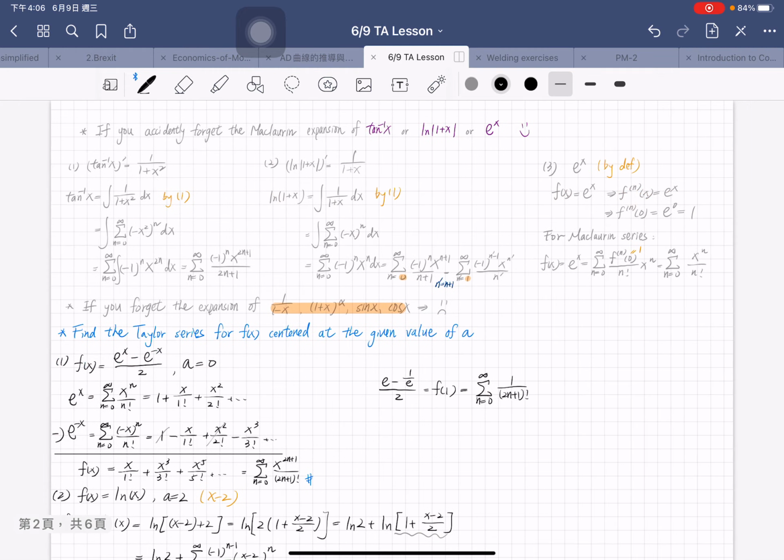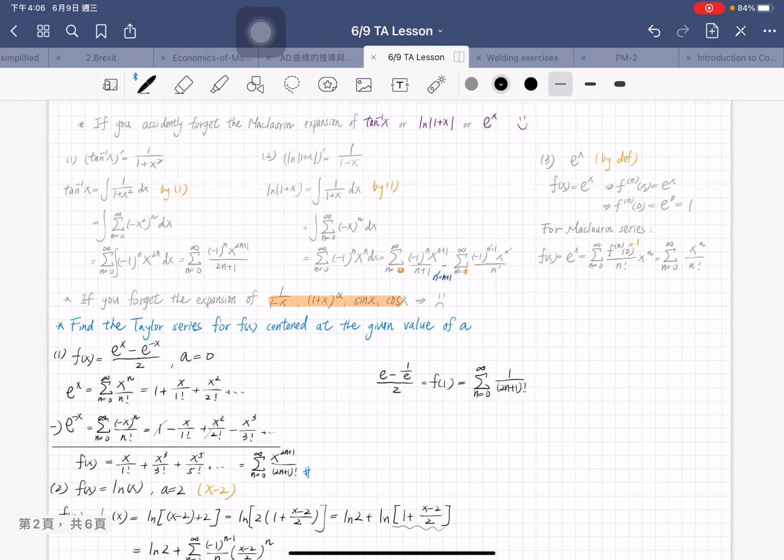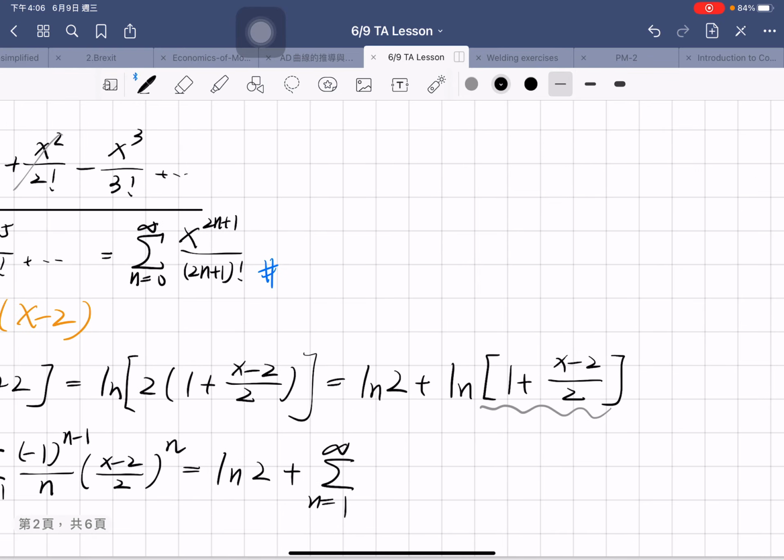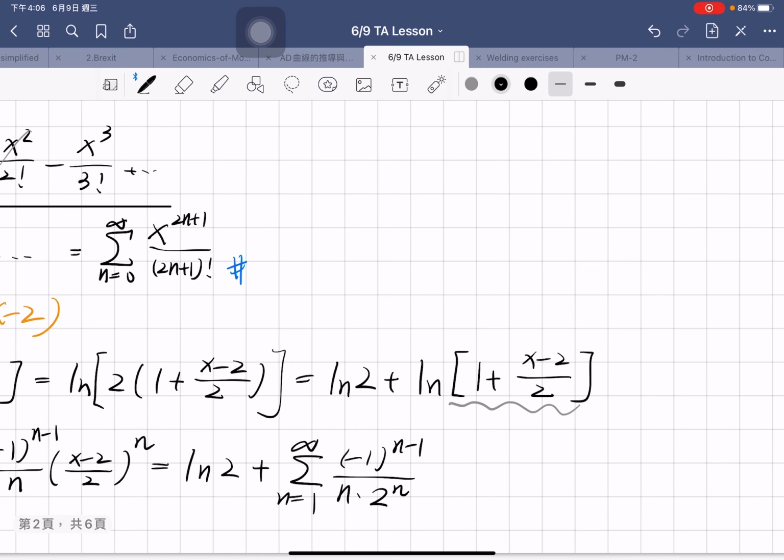Okay, so let me just look. And you can simplify it by taking 2 out. So n from 1 to infinity, here minus 1. Get your 2 with n power out. Get x minus 2 with n power.